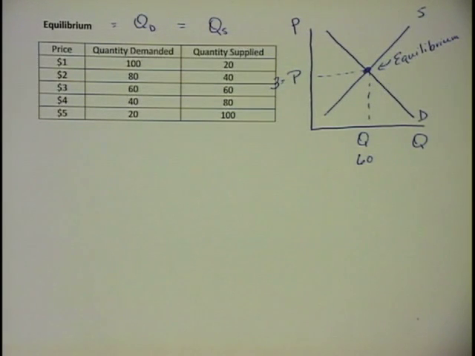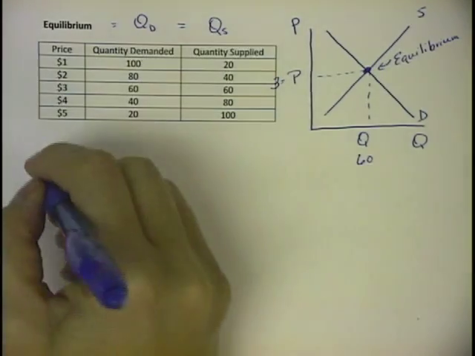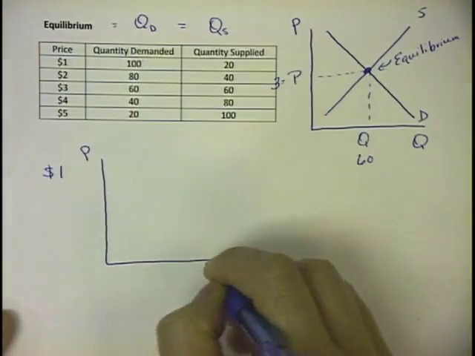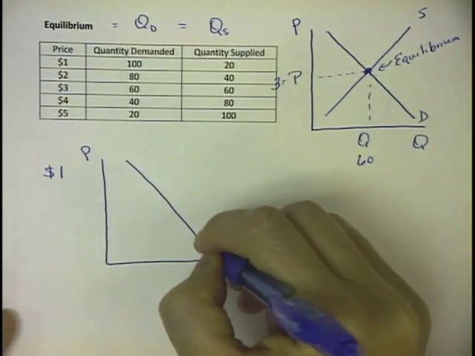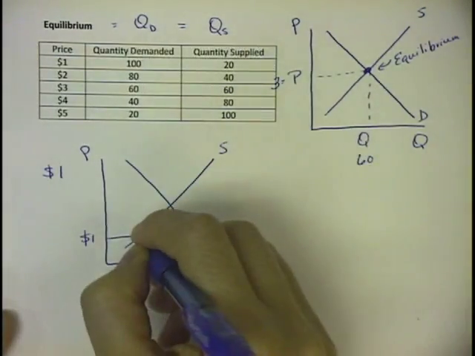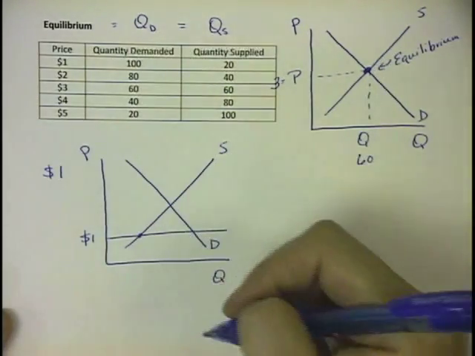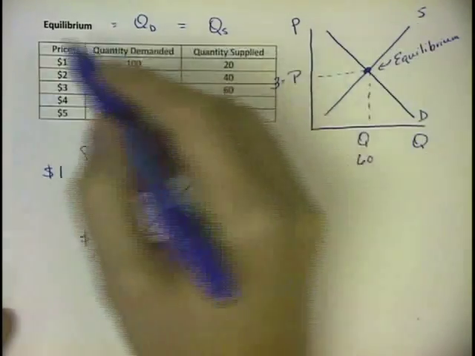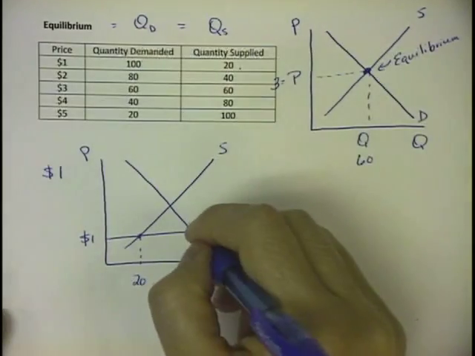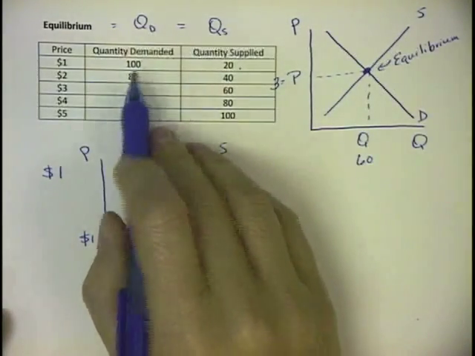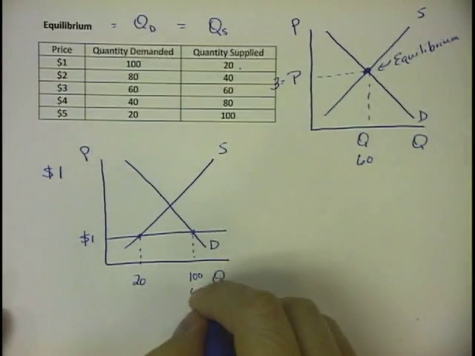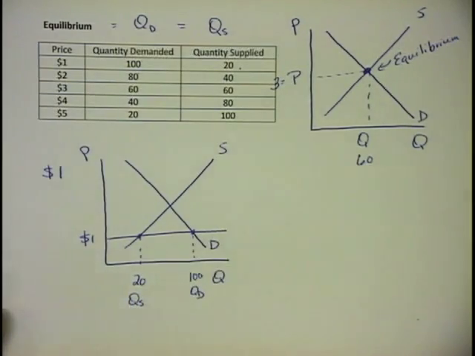Now, what happens if we are not at $3? Let's say we're at $1. If we're at $1, what's this all going to look like? Okay, so we have price, we have quantity, our downward sloping demand curve, our upward sloping supply curve. At $1, let's look on our supply curve for how much we are willing to supply at that price. We are willing to sell 20 units at $1. But at $1, how much are we willing to buy? Our quantity demanded is 100. So quantity demanded is 100 and our quantity supplied is 20.